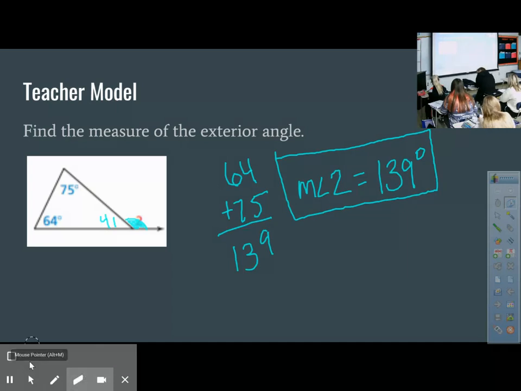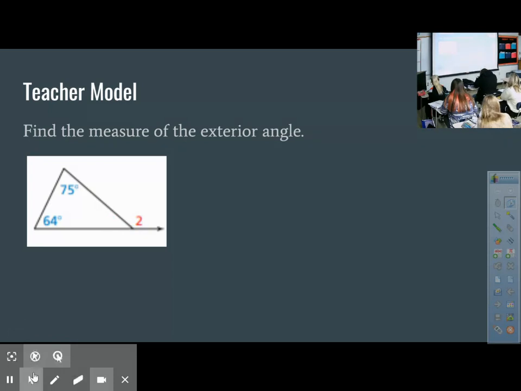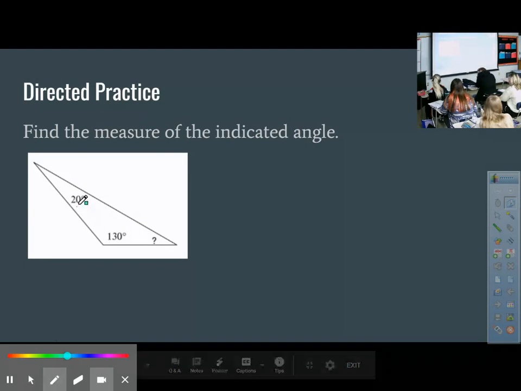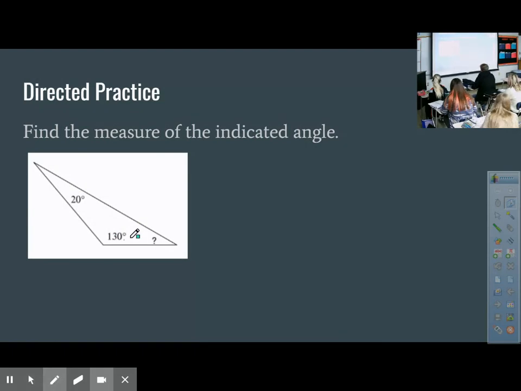All right, let's try one together. Find the measure of the indicated angle. This one's marked 20, this one's marked 130, and this one's blank. So I need to figure out what this angle is. So first, the triangle sum theorem says if you add up all three of the interior angles, they add up to be what? Yeah, they all three add up to 180.